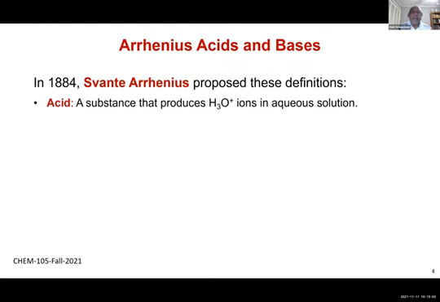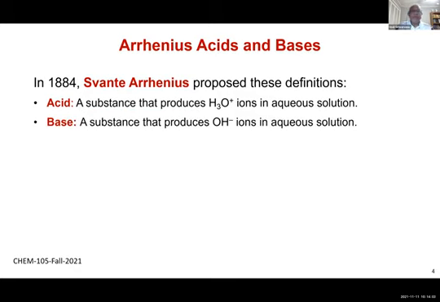Now, Arrhenius defined an acid as a substance that produces hydronium ion in water solution, when dissolved in water. A base is a substance that produces OH ion in an aqueous solution. That means acids increase the hydronium ion concentration in water. Bases increase the hydroxide ion concentration in a water solution.